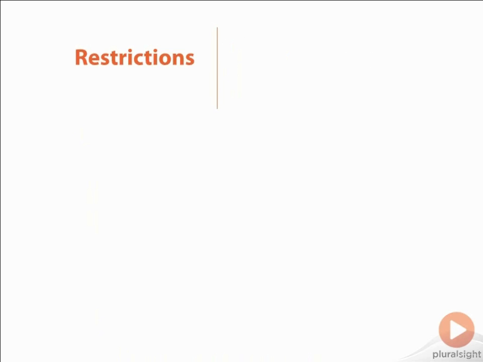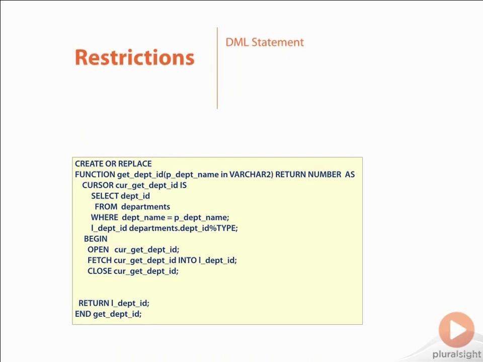Let us take a look at the restrictions when a function is used in the DML statement. Here is the implementation of a function which returns the department ID for an input department name. Again, using a cursor, it gets the department ID from the departments table for the given department name. We have declared a variable ldptid to hold the result of the cursor. So inside the execution section, we open the cursor and fetch the result in ldptid and then close it.